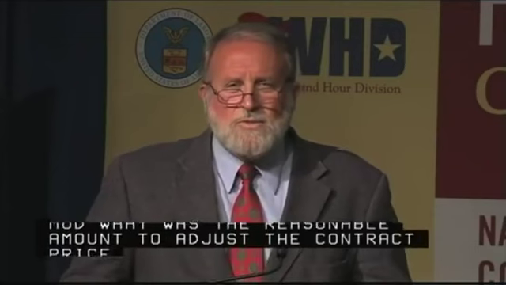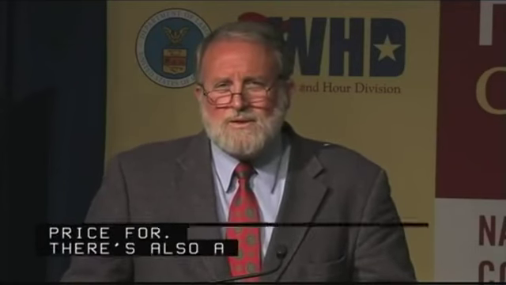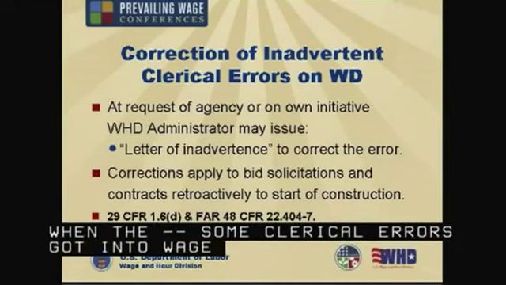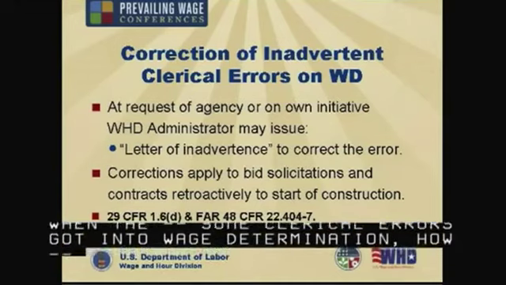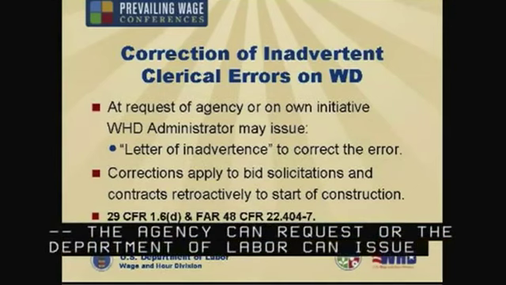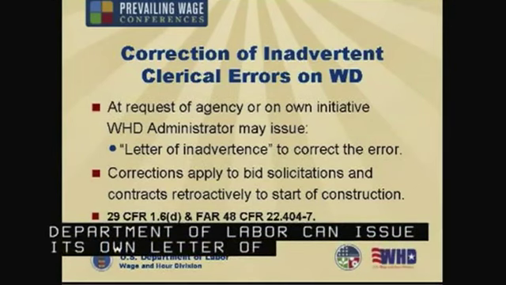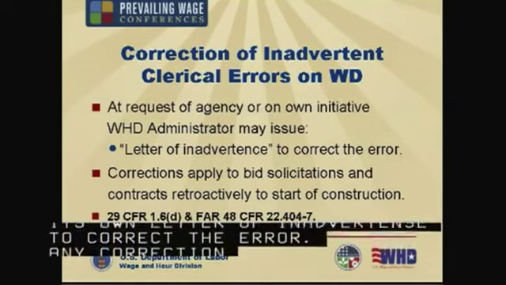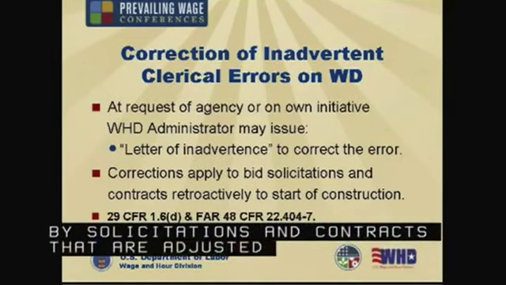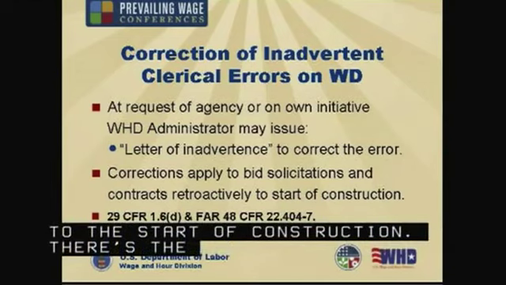Now, there's also a procedure for when some clerical errors got into a wage determination, where either the agency can request or the Department of Labor can issue on its own a letter of inadvertence to correct the error. And these are corrections that apply to bid solicitations and contracts that are adjusted retroactively to the start of construction. And there are the regulatory citations for that.